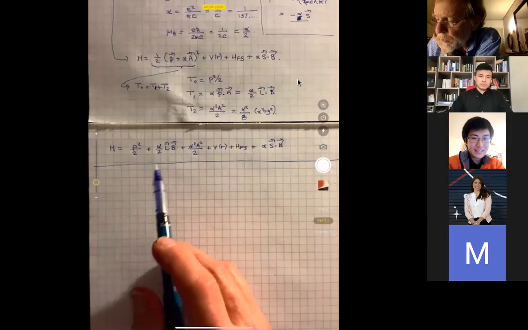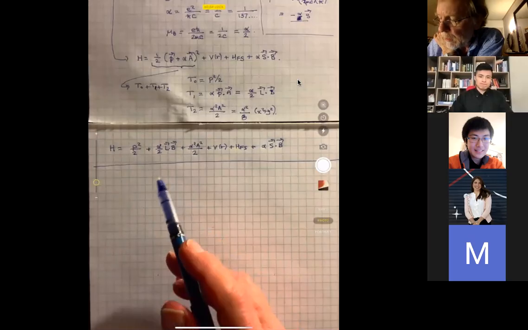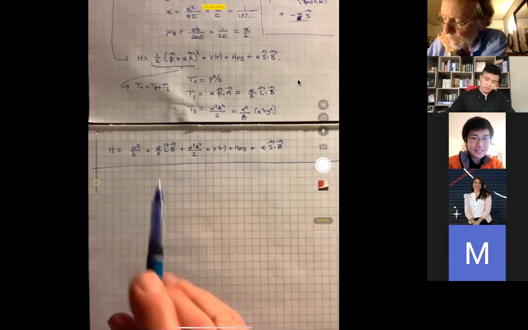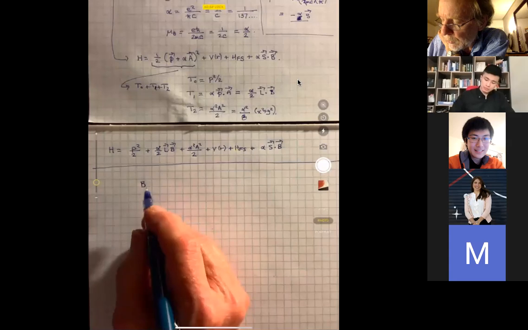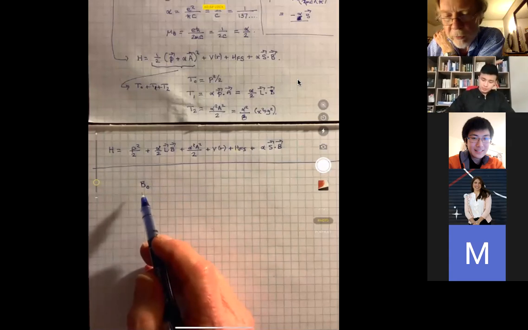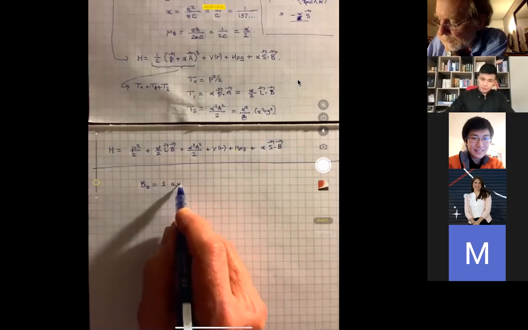The next thing we need to do is to order the terms to decide which ones are big and which ones are small. In order to do that, we need to decide how big the magnetic field is. So let's talk now about the size of the magnetic field. We're working in atomic units. So let's call B naught the strength of the magnetic field, which is equal to 1 in atomic units.